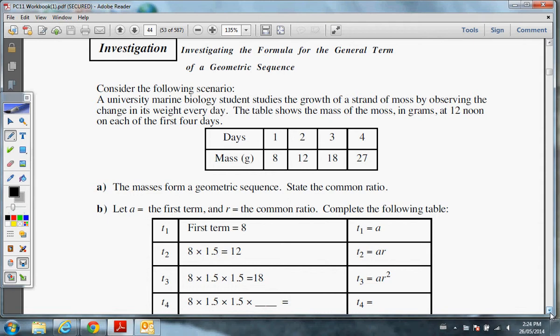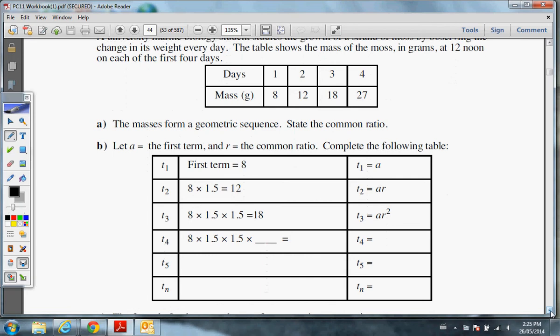So consider the following scenario: a University of Marine Biology student studies the growth of a strand of moss by observing the change in weight every day. The table shows the mass of moss in grams at 12 noon on each of the first 4 days. So here's the mass, and you can see it's growing geometrically.